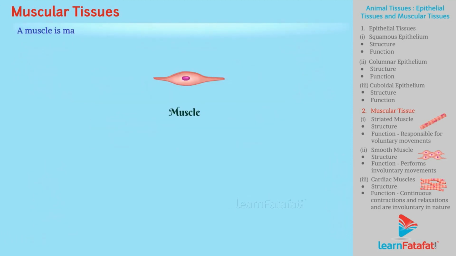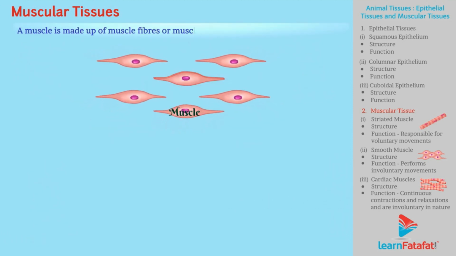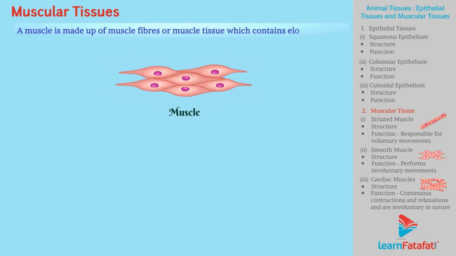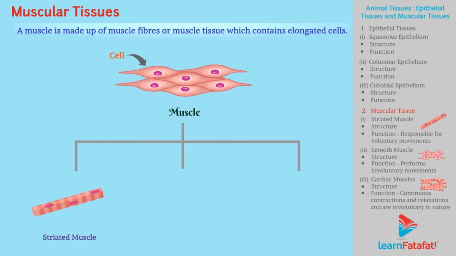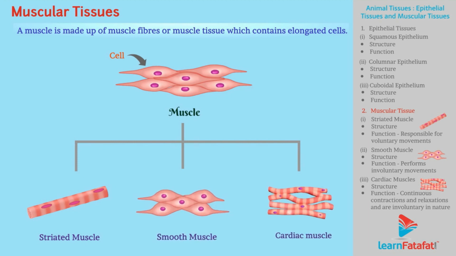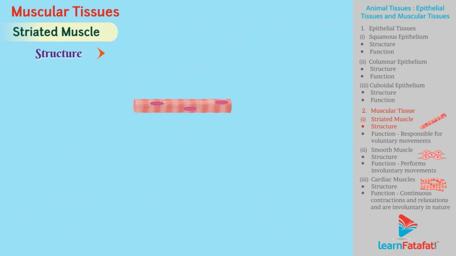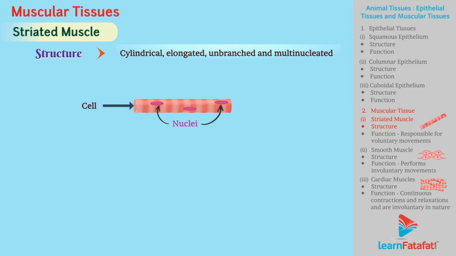A muscle is made up of muscle fibers or muscle tissue which contains elongated cells. Muscles are classified as striated muscle, smooth muscle and cardiac muscle. In striated muscle, cells are cylindrical, elongated, unbranched and multinucleated. They show alternate dark bands called striations.